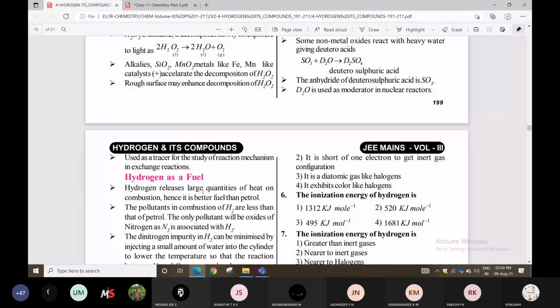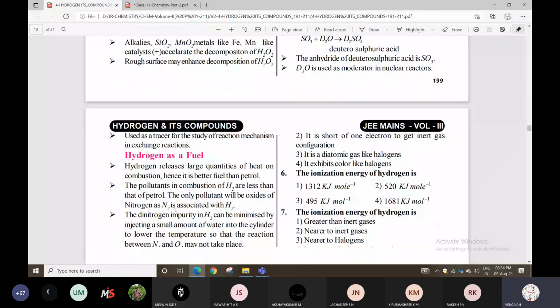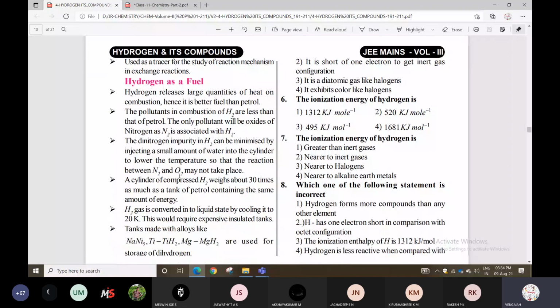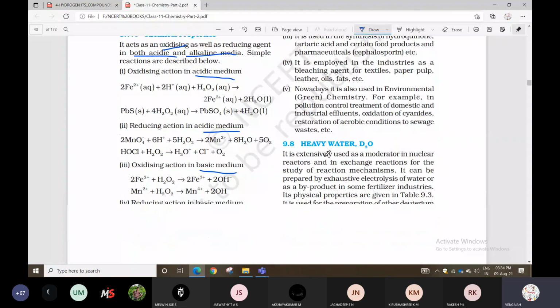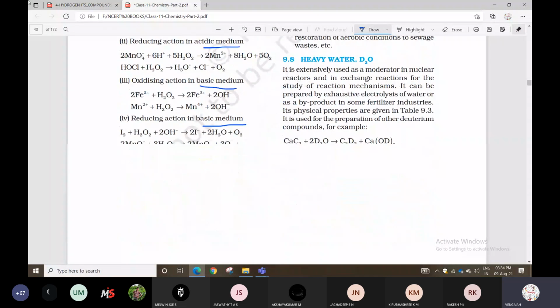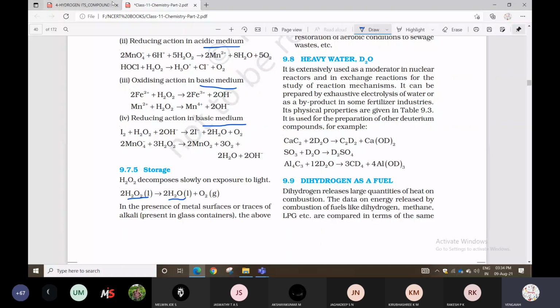Listen here. It is extensively used as a moderator in nuclear reactors, and in exchange reactions for the study of reaction mechanisms. It can be prepared by the exhaustive electrolysis of water, and also as a product of some fertilizer industries.